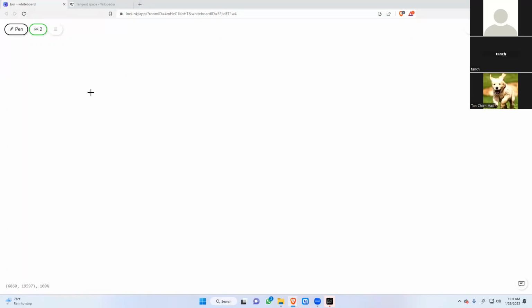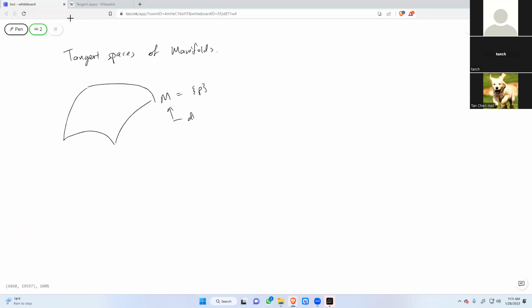Okay, so the idea of tangent spaces of manifolds is that when we have a manifold M, the manifold is just a collection of points. We can imbue the manifold with a differentiable structure that allows us to take derivatives on it.